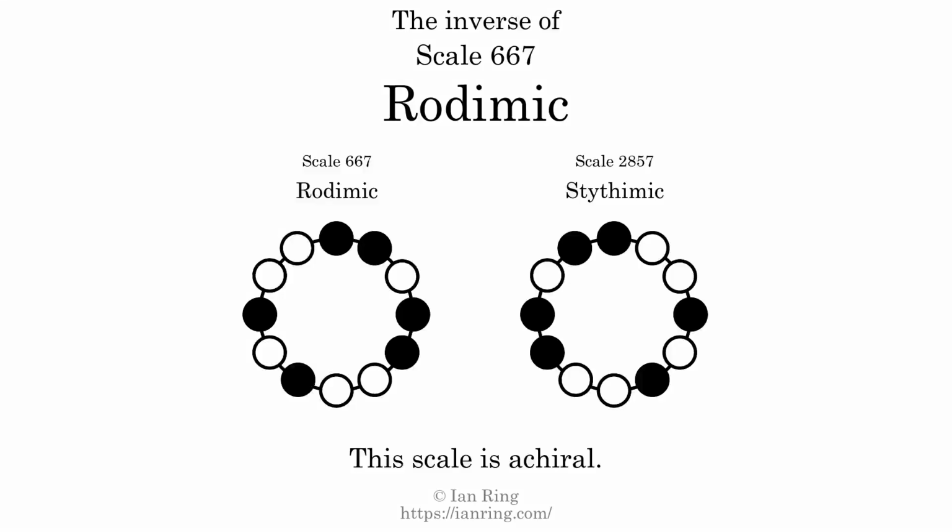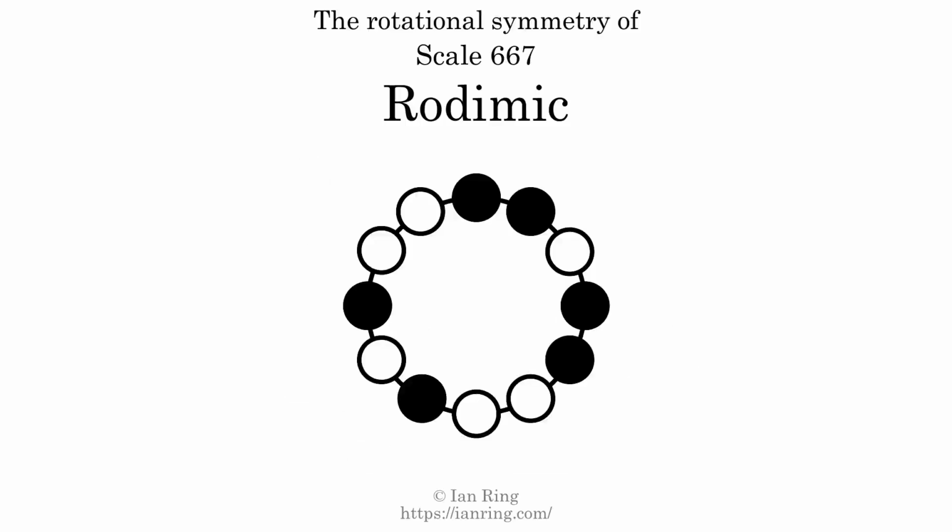The inverse of a scale is a mirror image. It is what you get when the sequence of intervals is reversed. The inverse of this scale is scale 2857, Stithemic. This scale is achiral, since it can transform into its own reflection by a rotational transformation. This scale has no rotational symmetry.